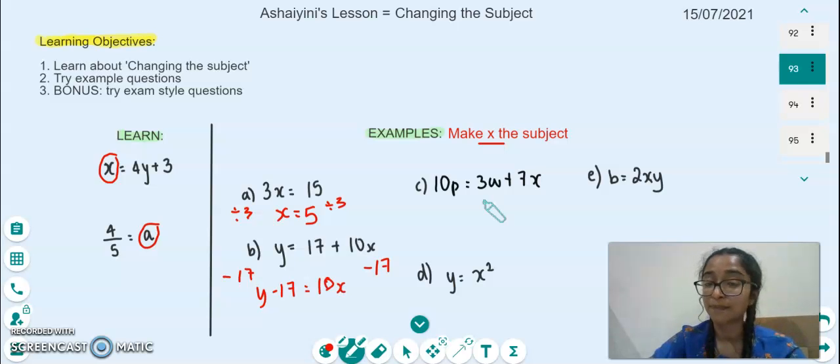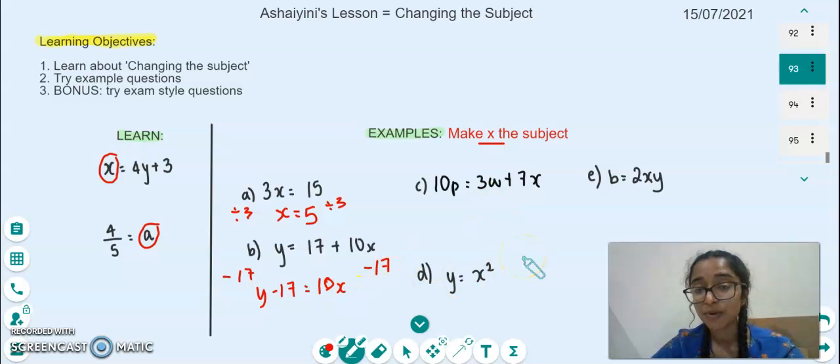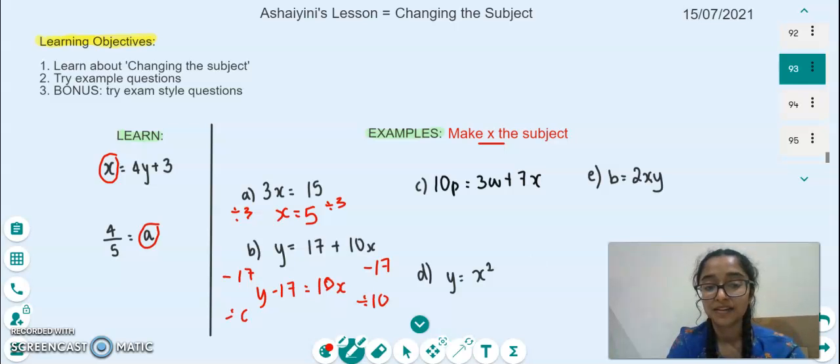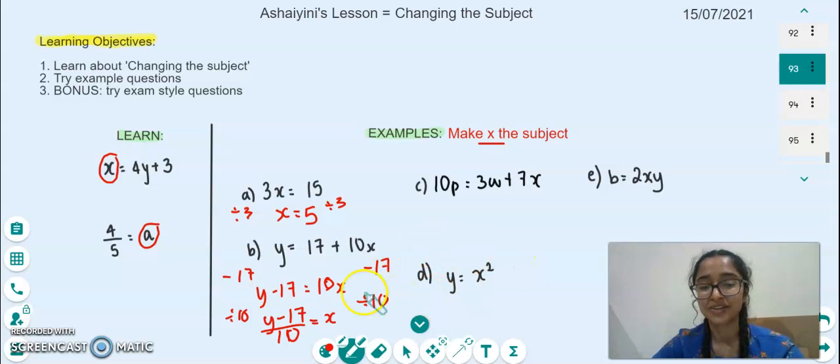But we're not there yet because the x is still not by itself. So we need to divide both sides by 10. Because can you see it's being multiplied by 10. So we do the opposite to get rid of it. So the answer is y minus 17 all over 10 equals x. So that is your correct answer. Yeah, we've made x a subject. Now let's try question C.